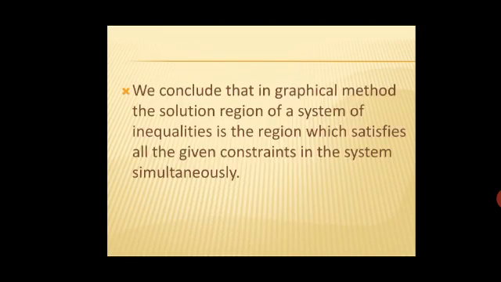Now we conclude that in the graphical method, the solution region of a system of inequalities is the region which satisfies all the given constraints in the system simultaneously. It's not necessary that you will have only two lines, you may have two or more also, and then we are going to find a common region, a region which satisfies all the given constraints.